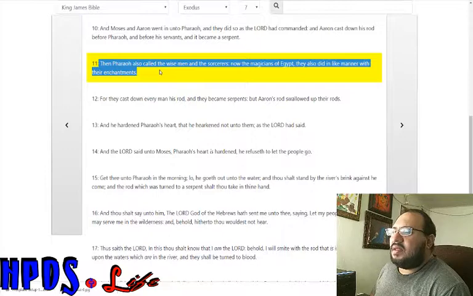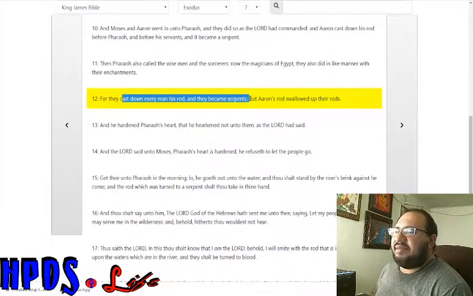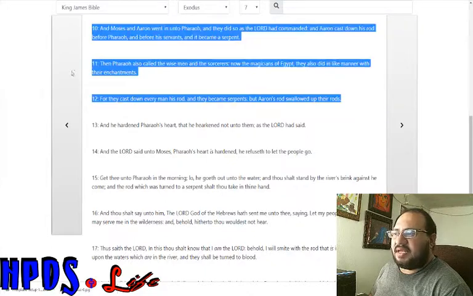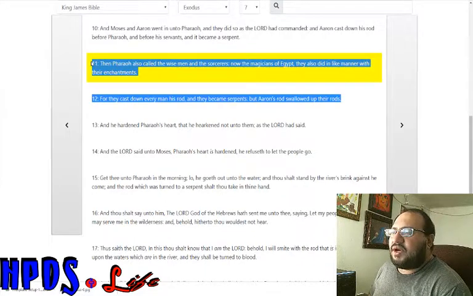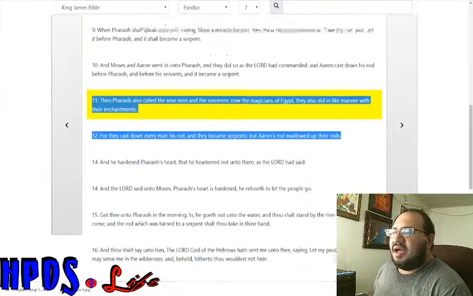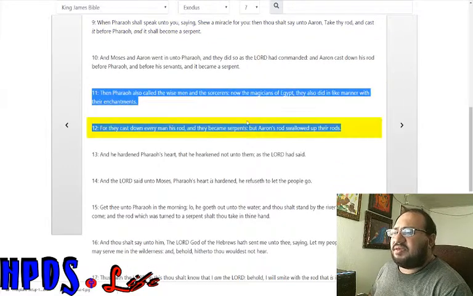But we'll see that obviously something was going on, because when they cast, every man cast down his rod, and they became serpents. However, we see that Aaron's rod swallowed up their rods. And so that's getting into God's power, because these guys were able to produce this so-called miracle, this so-called sign. They were able to do some sort of magic trick.